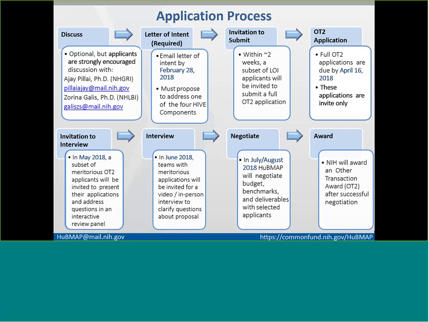And as far as evaluation of applications, they'll be evaluated by an appropriate review group convened by the Office of the Director of the NIH, and we'll be using the criteria described in Section 5.1 of the SOA, and this will be done by a group of NIH program staff and outside experts. An assignment to review group will be shown in the ERA Commons. And then around July or August, the NIH HuBMAP team will negotiate the budget, benchmarks, deliverables with selected applicants, and then make the award after successful negotiations.